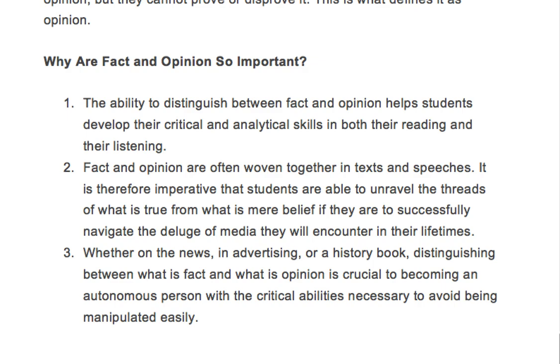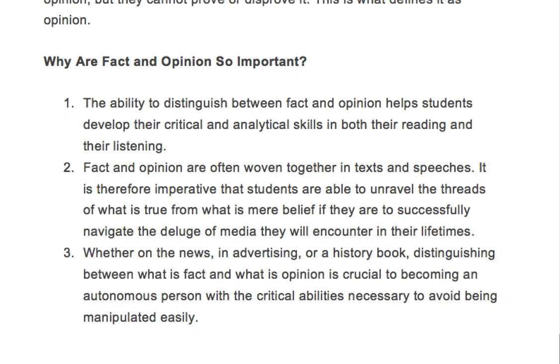So newspapers, politicians, they like to manipulate us. So we need to be smart. So one way to be smart is to know the difference between facts and opinions. So we need to be analytical. So we need to think critically when we read, also when we listen.